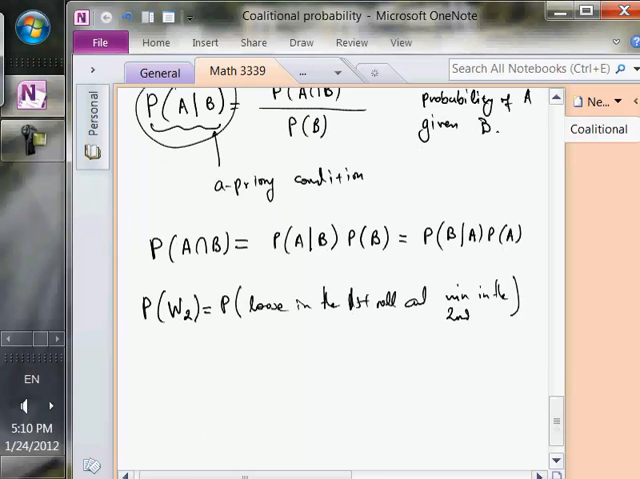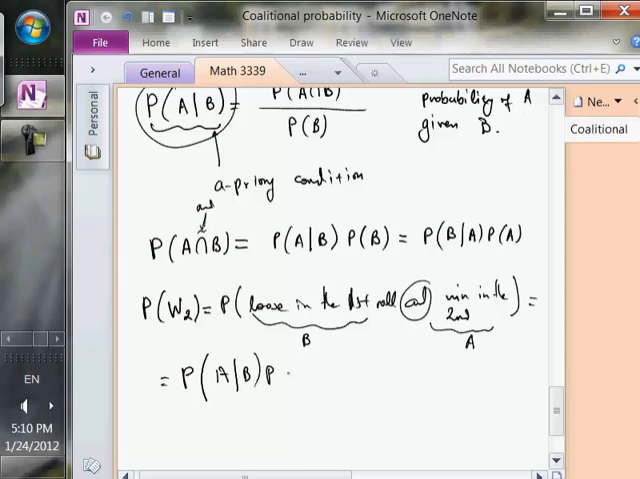I'm sorry. So what is this? Losing the first, winning the second. I would call this one A and this B. And let's apply what we have done before. Look at the end. The end is this thing, the intersection. How would I write this? This is the probability of A given B times the probability of B. Okay?